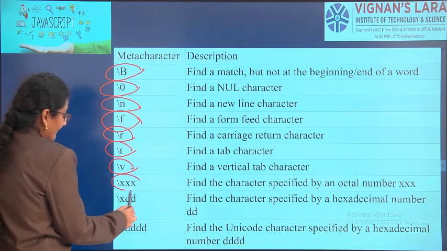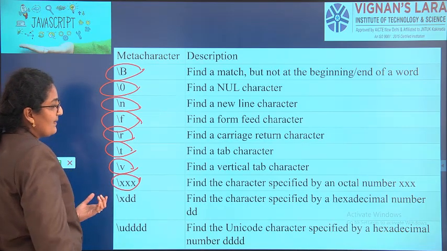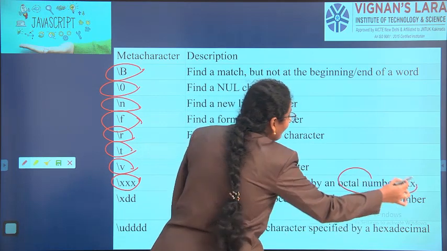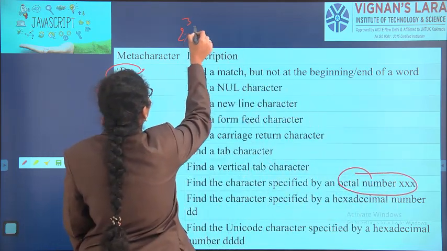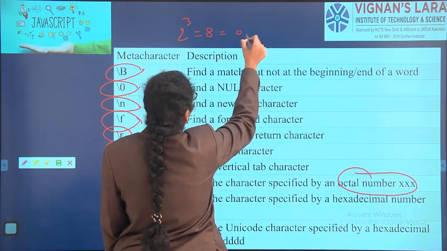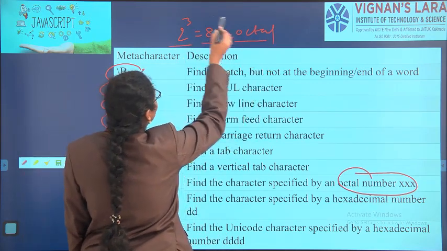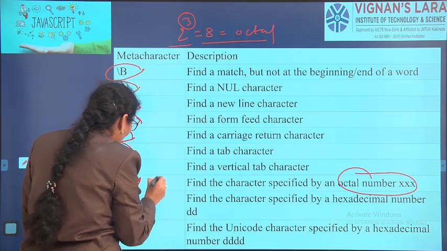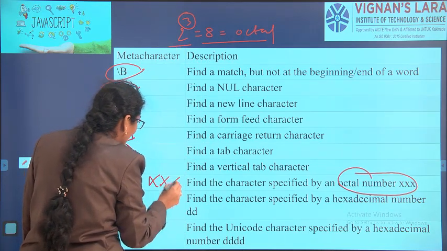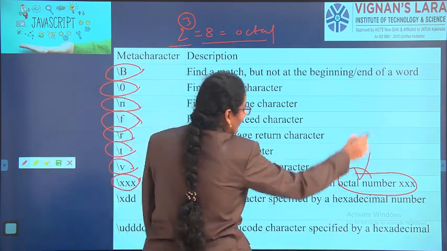So slash x, find the character specified by the octal number. 2 cube equal to 8, 8 equal to octal. Since the power is 3, if you are having 3x like this, you have to find the octal number.